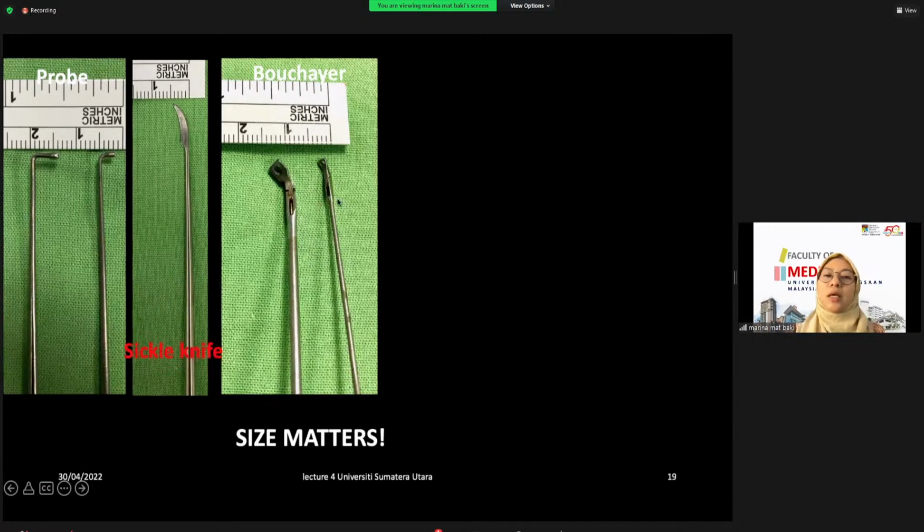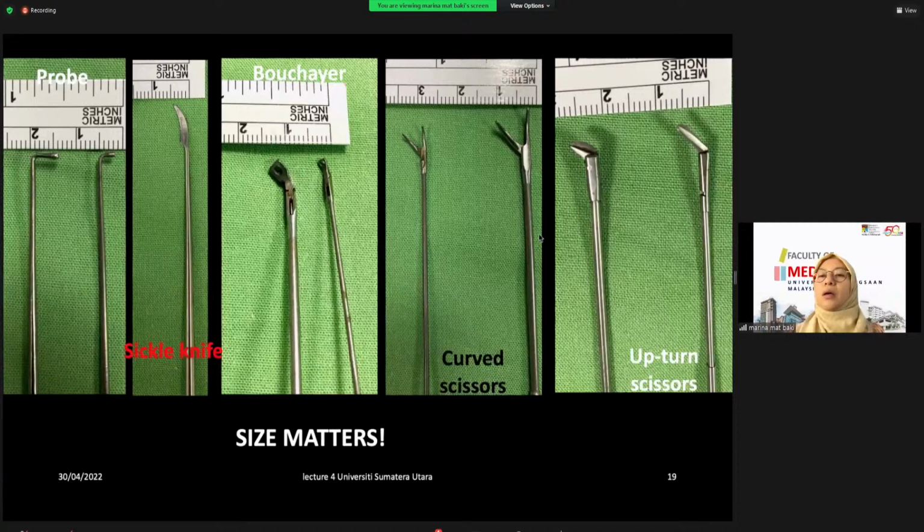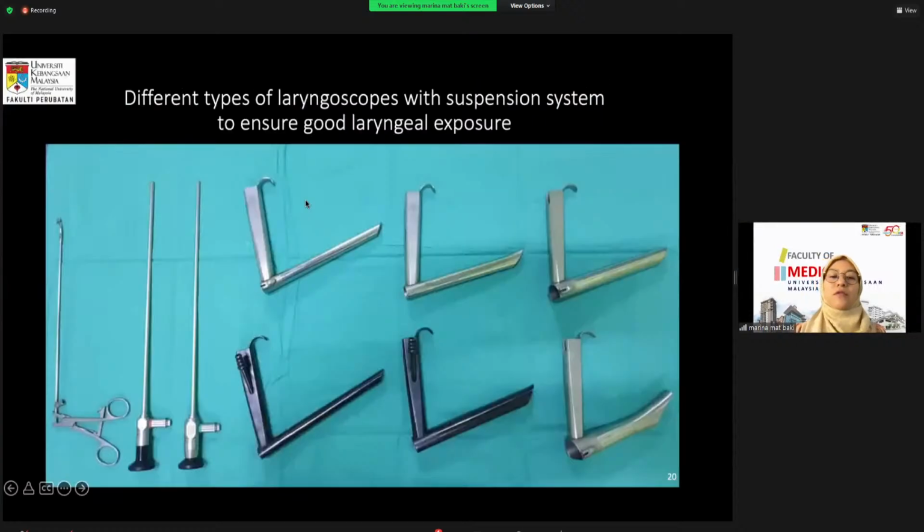You would want to use this, which the size is 2 millimeter, rather than this, which is about 0.4 centimeter or 4 millimeter size. Okay. Crocodile forceps, scissors. So what I want to emphasize here is size matters. You need to choose the small microlaryngeal instruments when you do this kind of surgery.